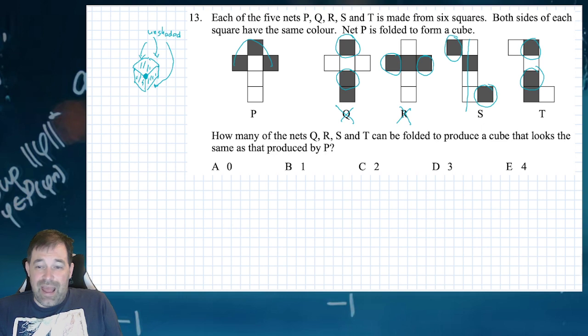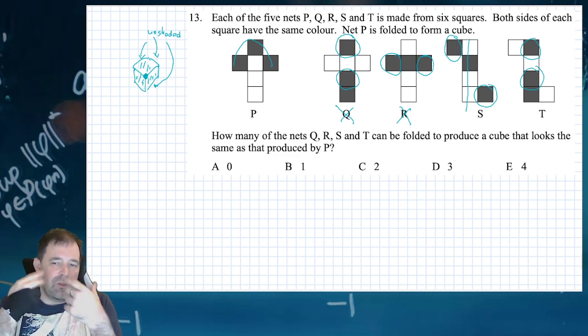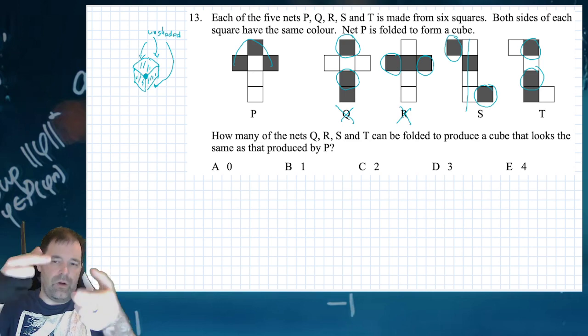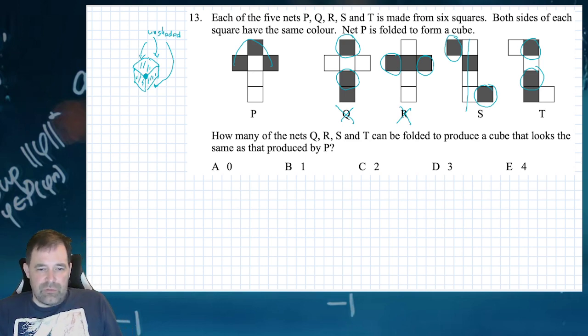How many can be folded? There's 2 ways to fold them. That's why they've said that both sides of the square are the same colour. You could fold them outwards or inwards. So you can make the folds one way or the other way, but it shouldn't matter in terms of shading. So I think it's going to be 0.